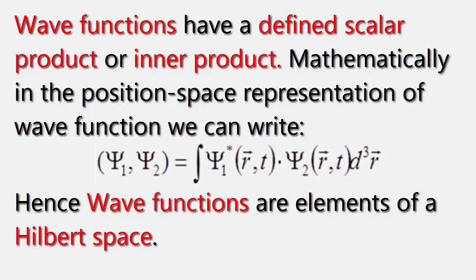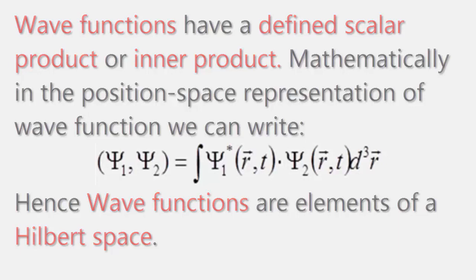Mathematically, in the position space representation of wave function we can write ⟨ψ1|ψ2⟩ equals the integration of ψ1* times ψ2 over space. Hence, wave functions are elements of a Hilbert space.